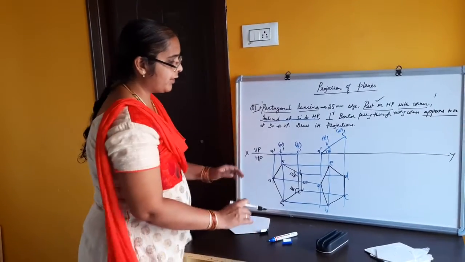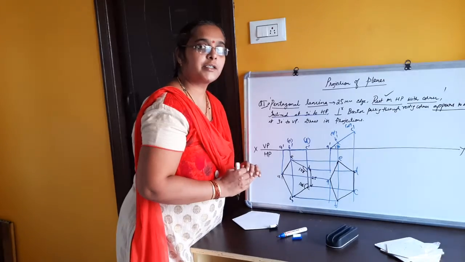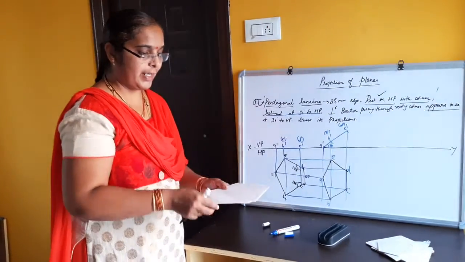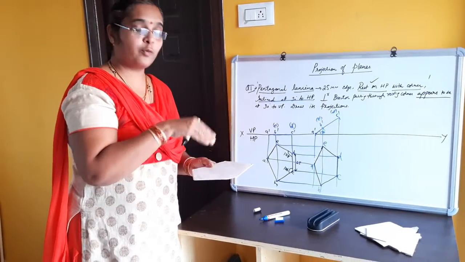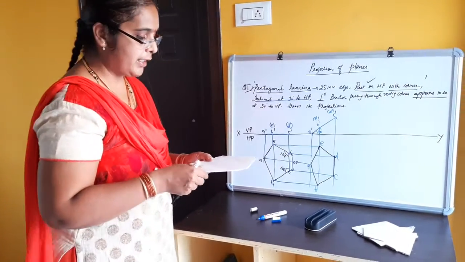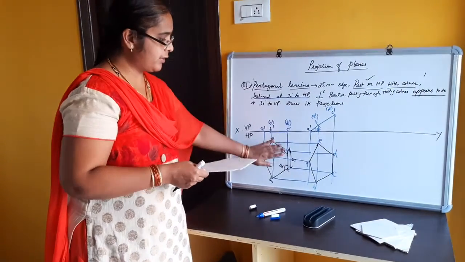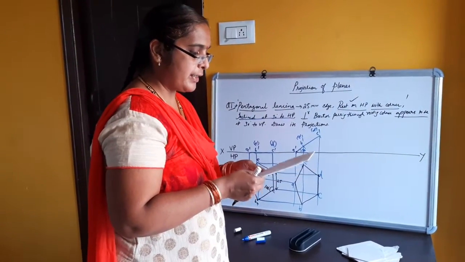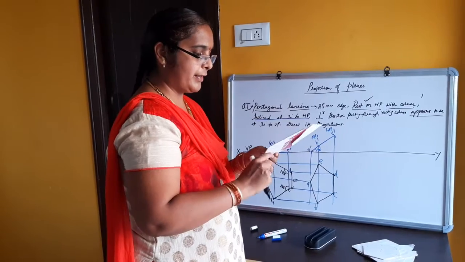You can observe here the pentagon size has been reduced. Why is there a reduction in size? Because whenever the lamina is parallel, I can see the true size in the plane to which it is parallel. Now in the first stage it was parallel to HP, so I have drawn the true size in the HP. In the second stage it is not parallel, it is inclined at an angle of 30 degrees. So I have lifted up the lamina by 30 degrees.